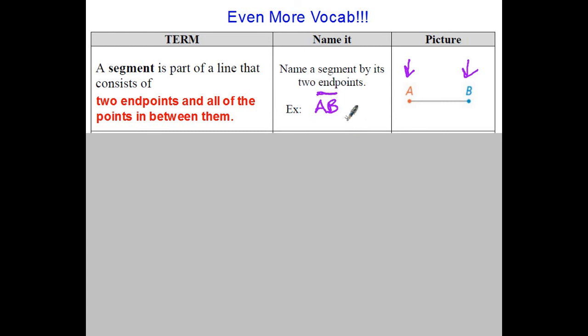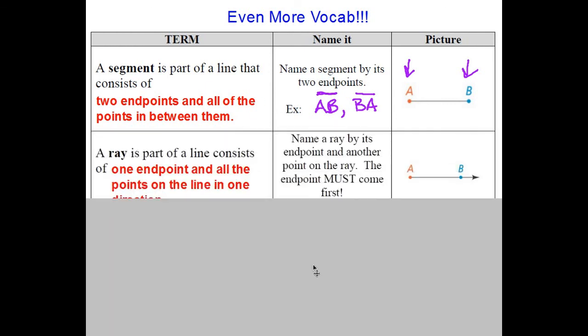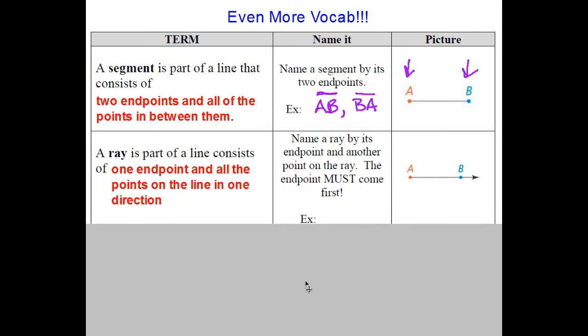Or you can again switch the letters. It doesn't matter the order of those letters. So you could have gone BA, and then draw a straight line like that. Don't show the little arrows, so it starts and ends. That's really the difference between a segment and a line. Moving on, we have a ray. A ray is kind of a mix between a segment and a line.